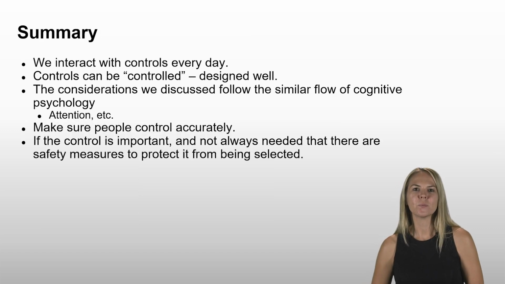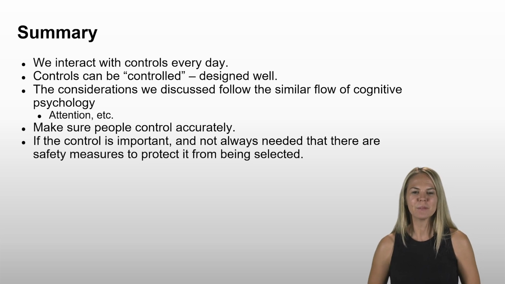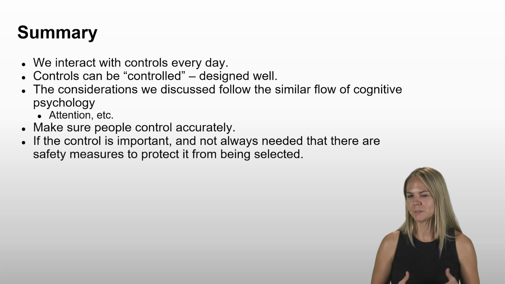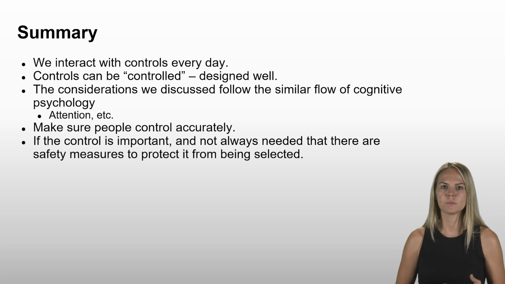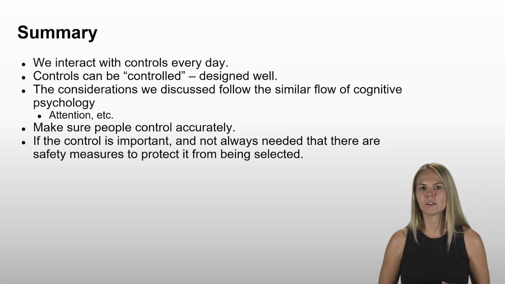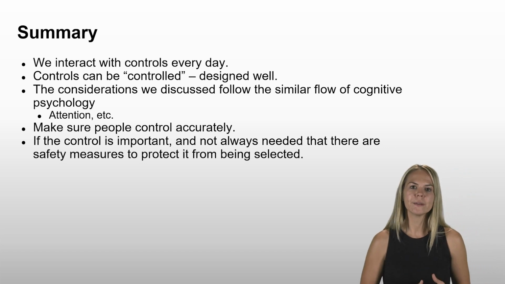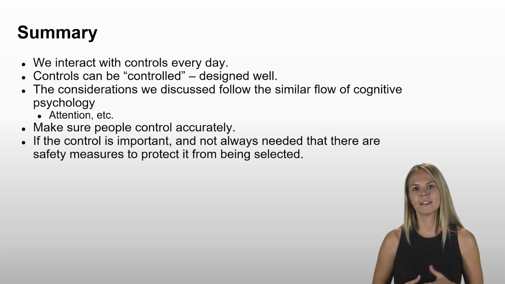So in summary, we interact with controls every day. They've been around us for quite some time, and they are changing as our technology and our world changes. Our controls can be controlled, which really means designed well. We can better design the controls to fit our users. These considerations follow a similar flow to cognitive psychology: attention, perception, mental models, memory, and response selection. We want to make sure that people control accurately and have high accuracy with the decisions they need to make.